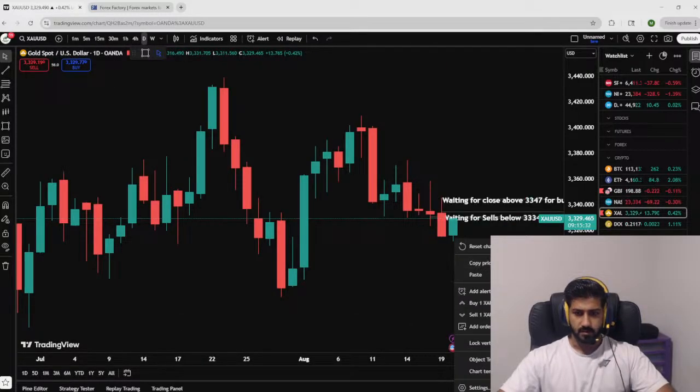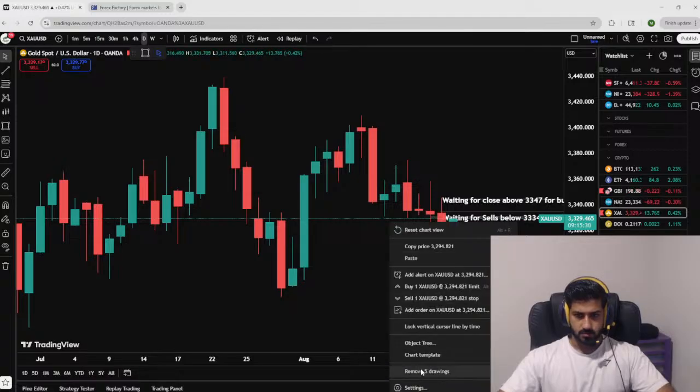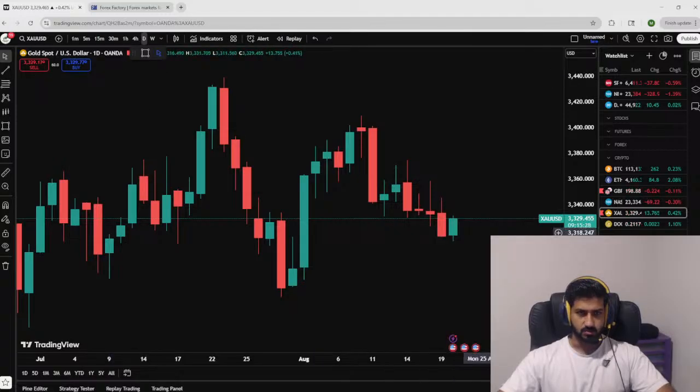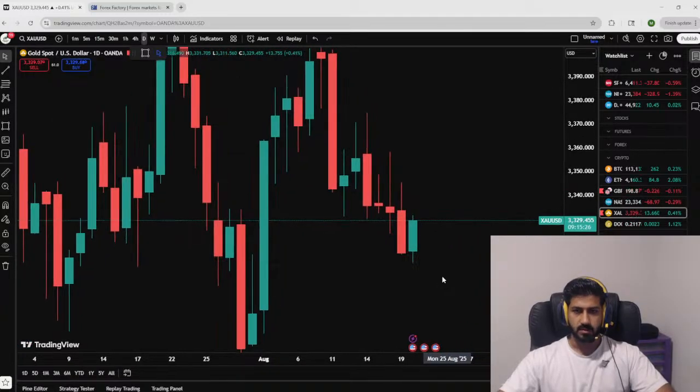Okay, let's remove all drawings. So yesterday's daily candle closed with no wick. There is a possibility we fill out the entire previous candle and go up to 33.44.